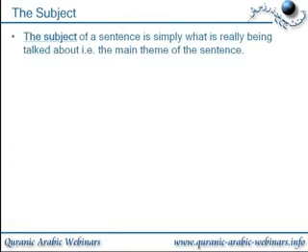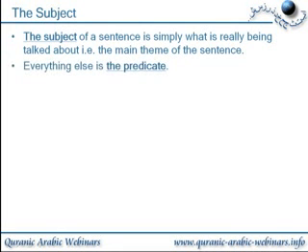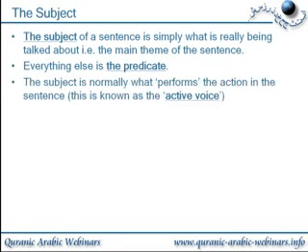Now let's talk about what we call the subject. The subject of a sentence is simply what is really being talked about, i.e. the main theme of the sentence. Everything else is normally known as the predicate. The subject is normally what performs the action in the sentence, and if the subject is actually performing the action, then we say that the sentence is in the active voice.